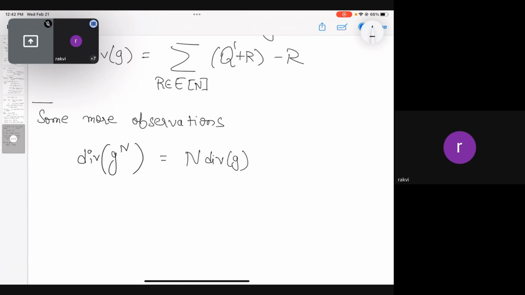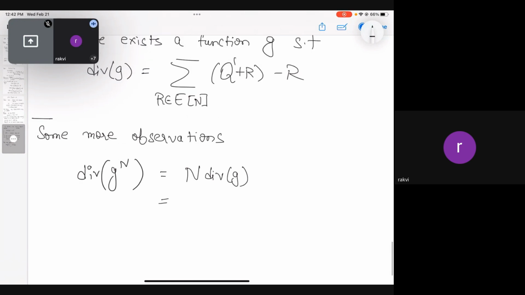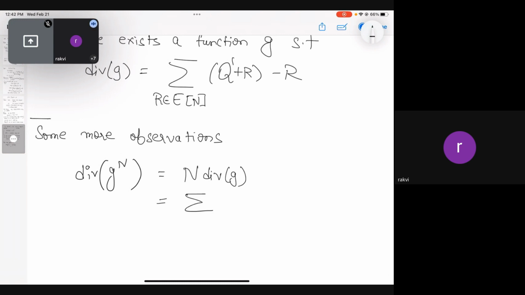So n times the divisor of g, and what is this? This is simply n times this big sum. But I can pull n inside. So this will turn out to be the summation over r in E[n] of n q bar plus r minus n r. Okay, so this is my divisor.